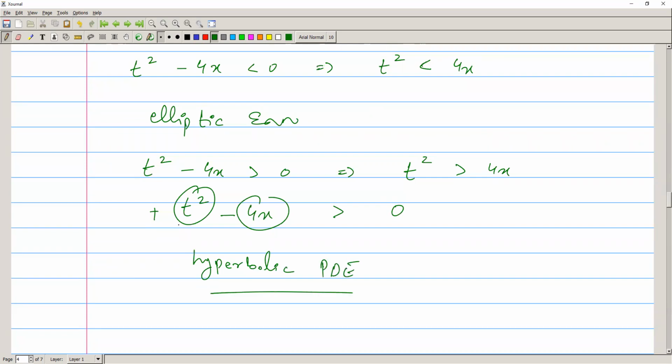So you guys see, we solved a lot of problems on the classification of second order partial differential equations, specifically involving two independent variables, and we classified them into three classes, that is parabolic, hyperbolic, and elliptic equations. So hope you guys understood the lecture and enjoyed the video.